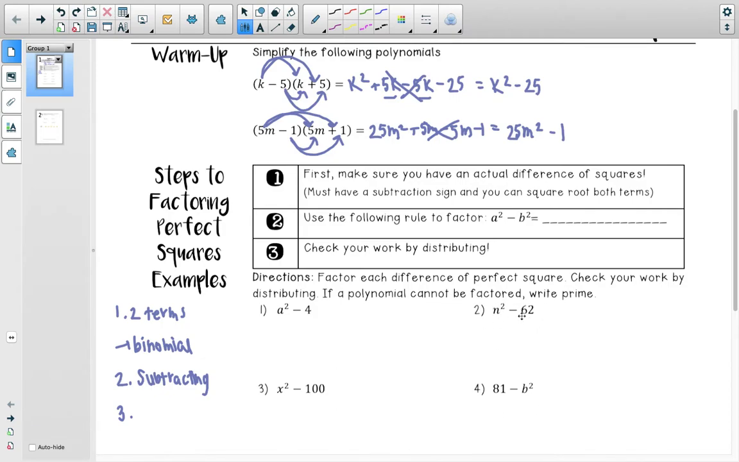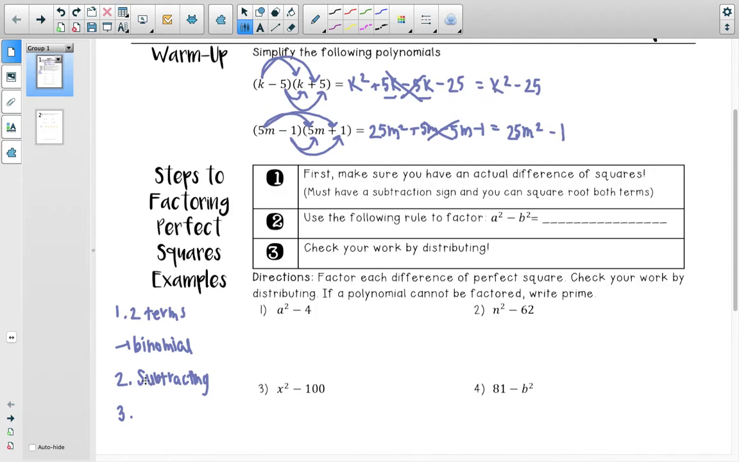Not so much this one. Okay, number 2 is kind of a weird case, but you can take the square root of 81, and that's 9. Take the square root of b squared, that's b. Square root of x squared is x. Square root of 100 is 10. Square root of a squared is a. Square root of 4 is 2. Square root of 25 is 5. Square root of m squared is m. Square root of 1 is 1. Okay, and then so on.